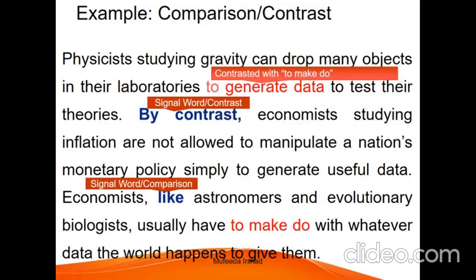Look at the information that comes before and after. Yes, you're right. It has an opposite meaning to generate data. Physicists can generate data. In contrast, economists, like astronomers, have to manage or to make do with whatever data is available. So you see, in this example, the writer is using comparison and contrast clues to explain his idea.